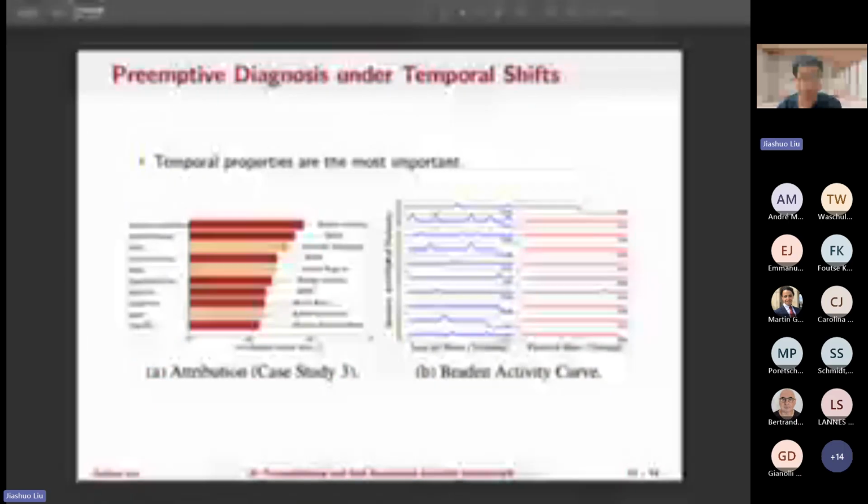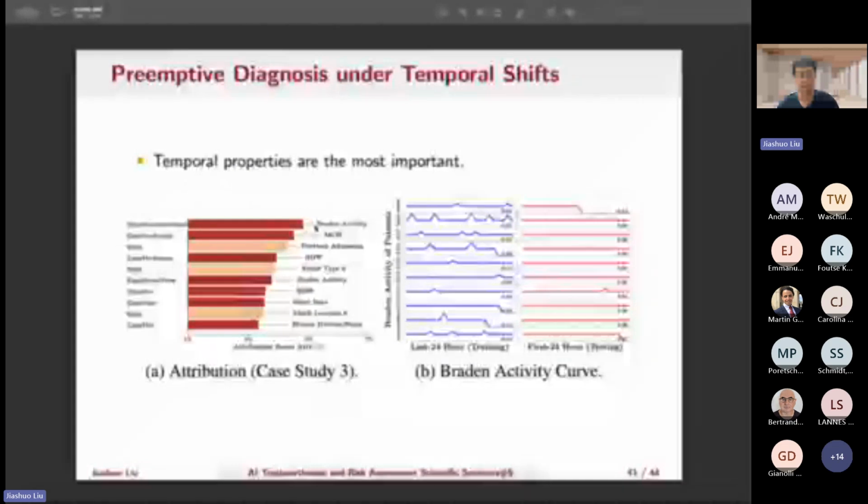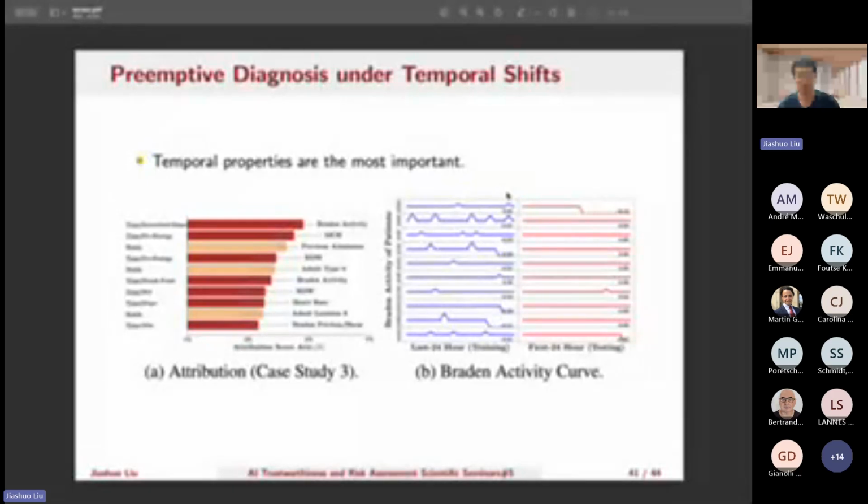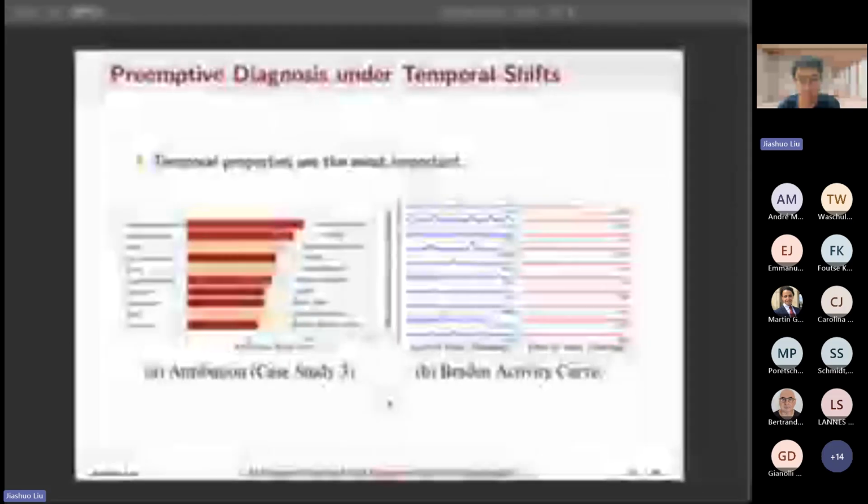And also for the primitive diagnosis under temporal shifts, here we show that our attribution method can identify some temporal properties as the most important features. For the first feature, we randomly sample 10 samples from the two distributions. And as you can see here, there is a huge difference between these two distributions on this simple feature. So this shows that our attribution method makes sense and is useful in practice.